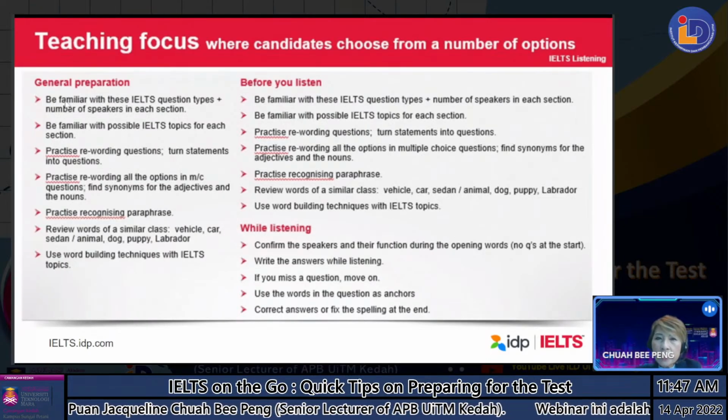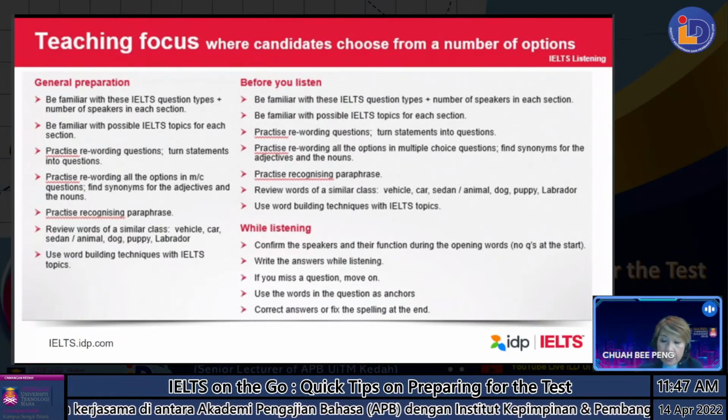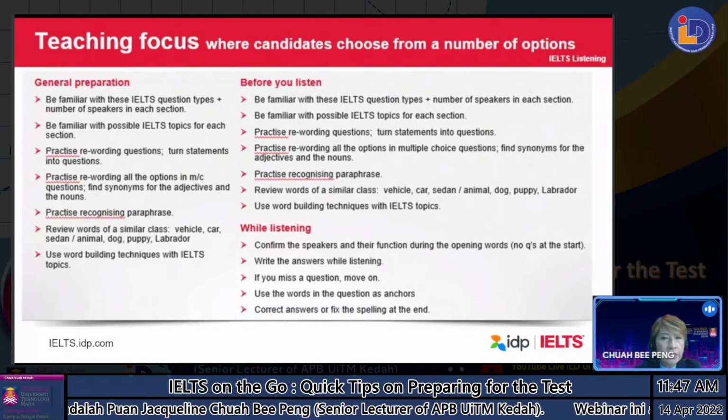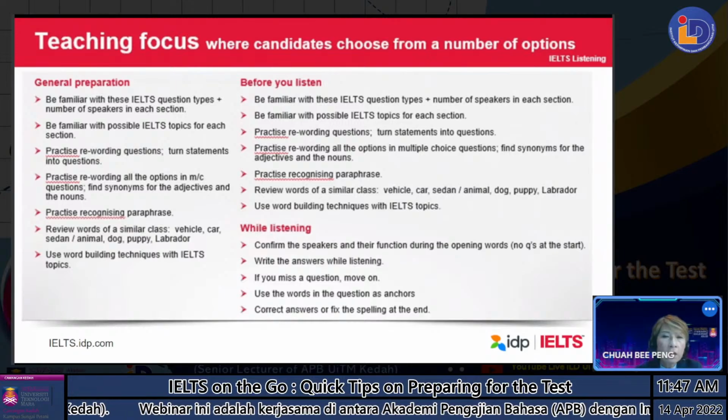Practice rewording questions. Now, this is very important. Sometimes the question may come in a form that you have heard something, but you have to rephrase it. For example, in the text it says education, but within the context of the question, you need to change it to educational, for example. So you need to change the form from a noun to an adjective. So all these paraphrasing skills are also part of the IELTS test assessments.